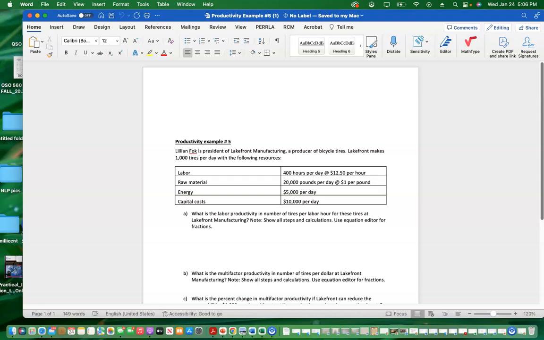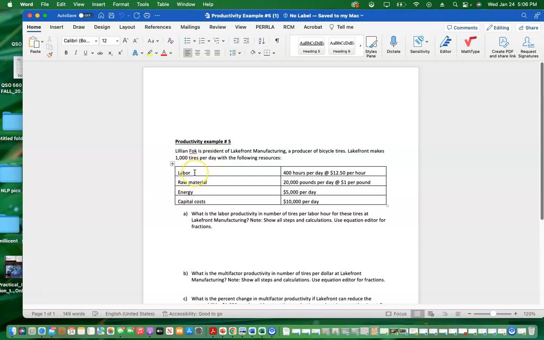So this is productivity example number 5, which is also the assignment for this week. And here we have Lillian Falk, who is the president of Lakefront Manufacturing, and they produce bicycle tires. So they make 1,000 tires per day with the following resources. And so you can see that 1,000 tires per day is our output.